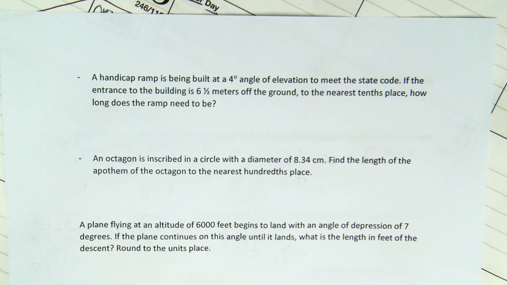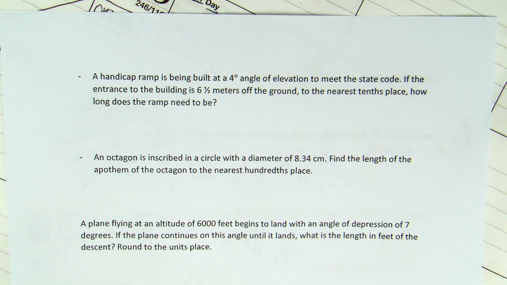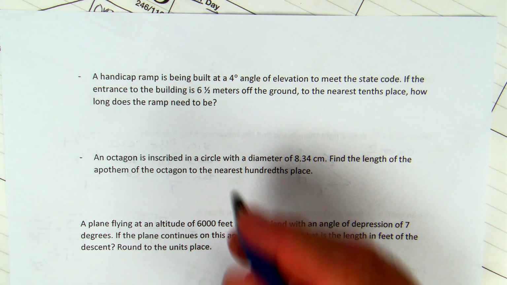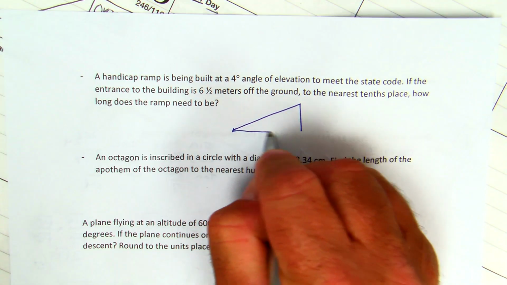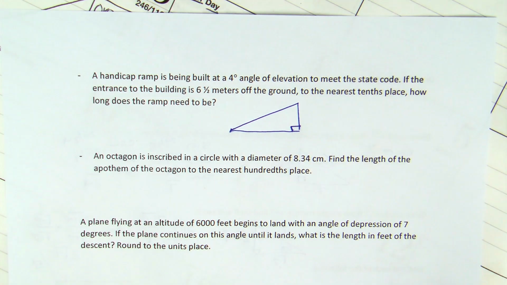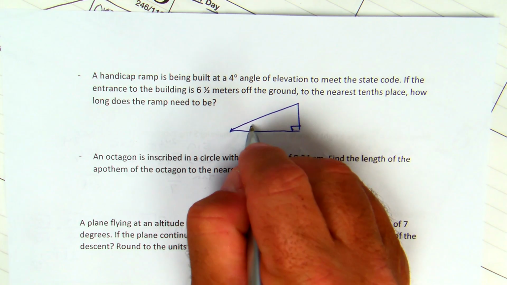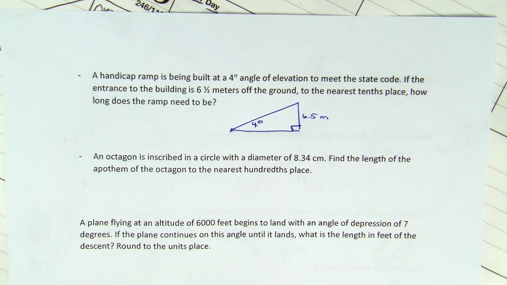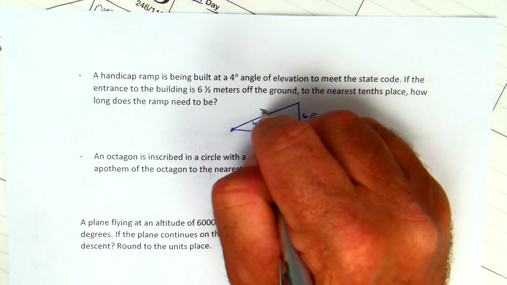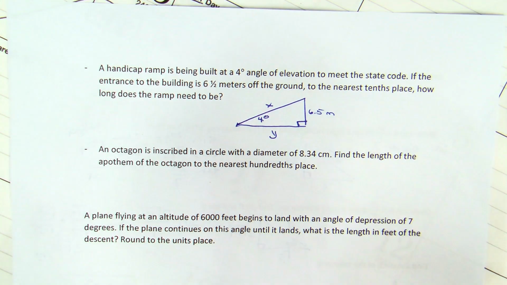Alright. A handicap ramp is being built at a 4-degree angle of elevation to meet the state code. If the entrance to the building is 6.5 meters off the ground to the nearest 10th place, how long does the ramp need to be? Here's my 4 degrees. Here's my 6.5 meters. Now, depending upon how you interpret this, you could either think that is the length or that is the length. I would take either answer.